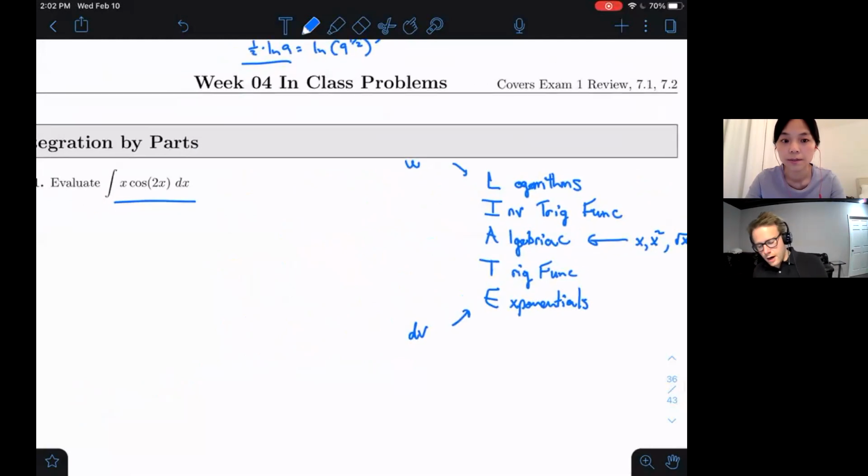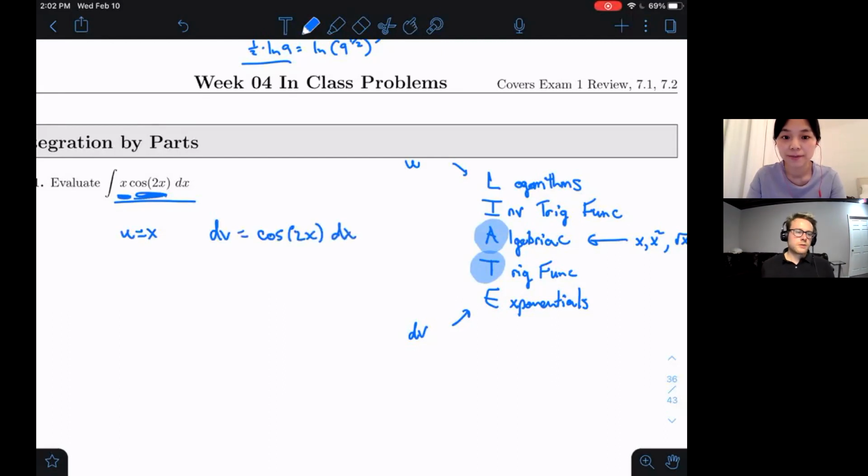So we can see in our case, we have an algebraic and we have a trig function. So the algebraic is the x here, and the trig function, of course, is the cosine. And so when I go to use integration by parts on this, we can see that the algebraic is the closest thing that we have on the u side of things. So this is going to be what we set u equal to. And on the bottom side of things, we have dv, well, trig functions, so cosine of 2x dx.